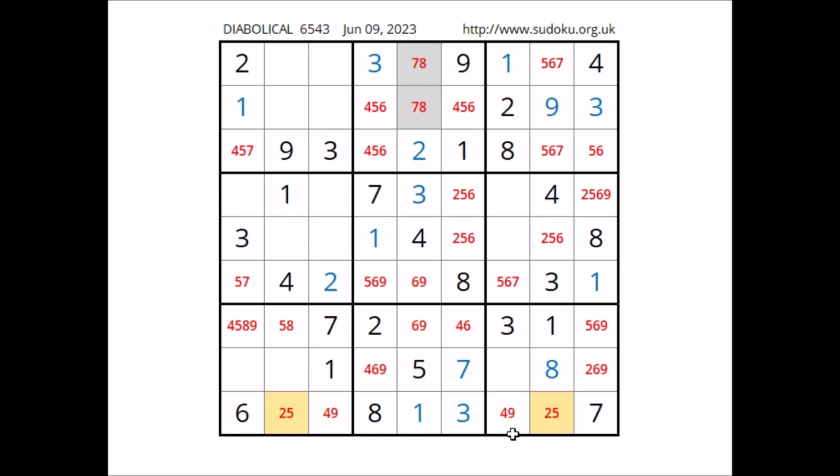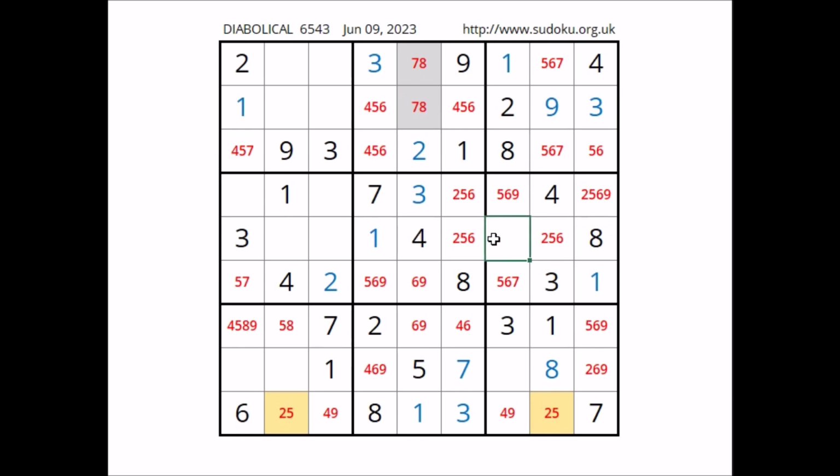Take a look at this column. Numbers 1, 2, 3, 4, 5 are missing, okay? 4, 5, 6, 7, and 9. 4 and 7 in this place, 4 and 7 in these two places of the row. In this place can be 5, can be 6, can be 9.